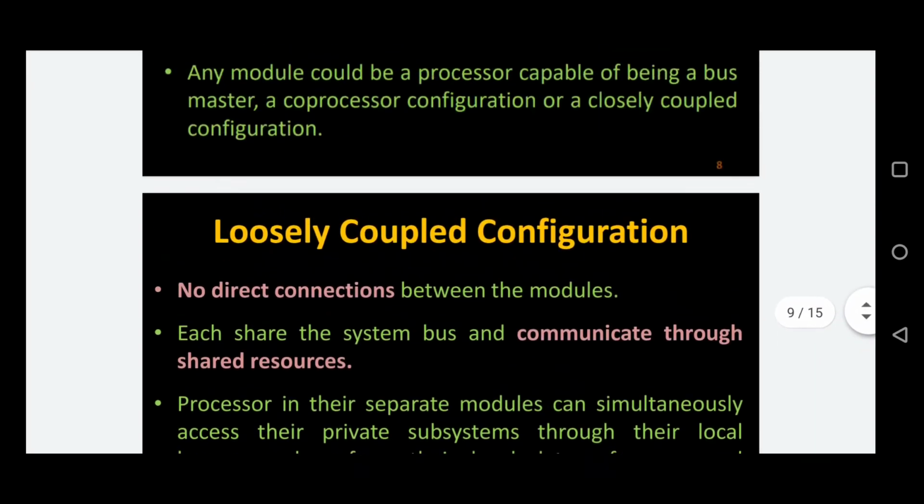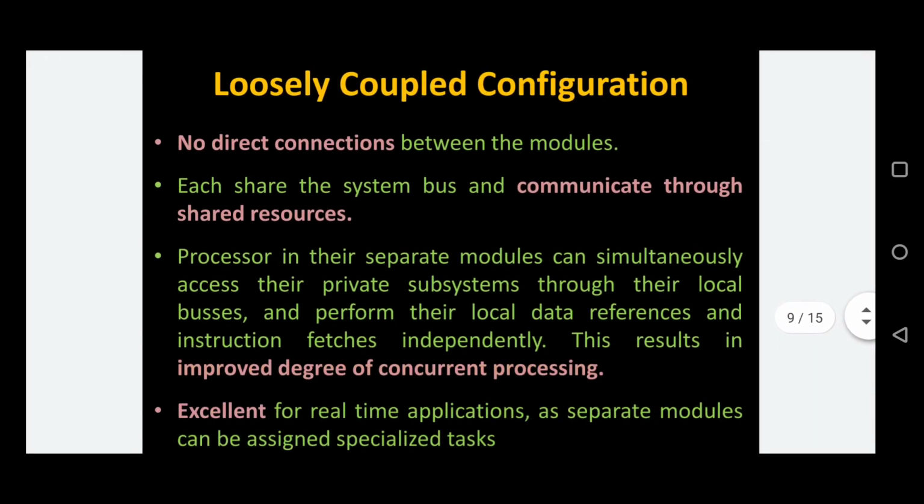And what are the disadvantages of loosely coupled configuration? That is the drawback, which is bus contention. Bus contention is also called bus arbitration. The process of accessing the system bus by more than one processor is called bus contention. Here we must make sure that only one processor accesses the bus at any given time. Otherwise this will create a problem, and that problem is called bus contention.